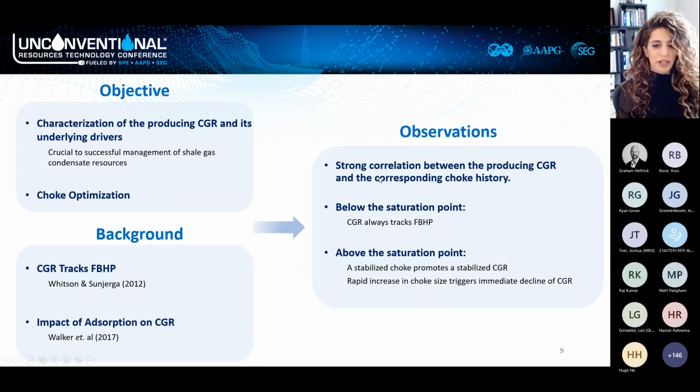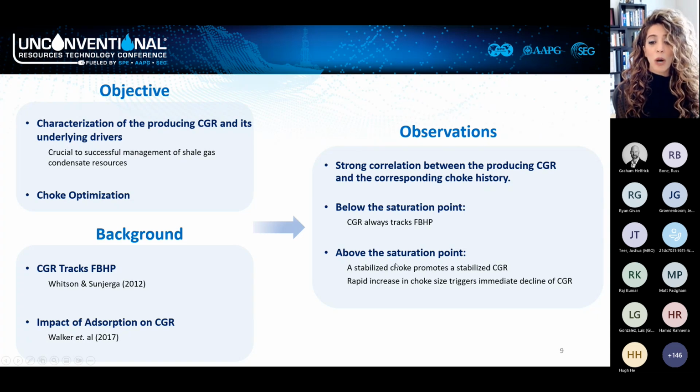The first observation, as I have already mentioned a couple times, is that there was a strong correlation between the producing CGR and the corresponding choke history. Below the saturation point, below the dew point, CGR always tracks flowing bottom hole pressure. As I mentioned, this 2012 paper was talking about how CGR tracks flowing bottom hole pressure during infinite acting flow, but we could see that CGR always, regardless of flow regime, will independently track flowing bottom hole pressure below the saturation point.